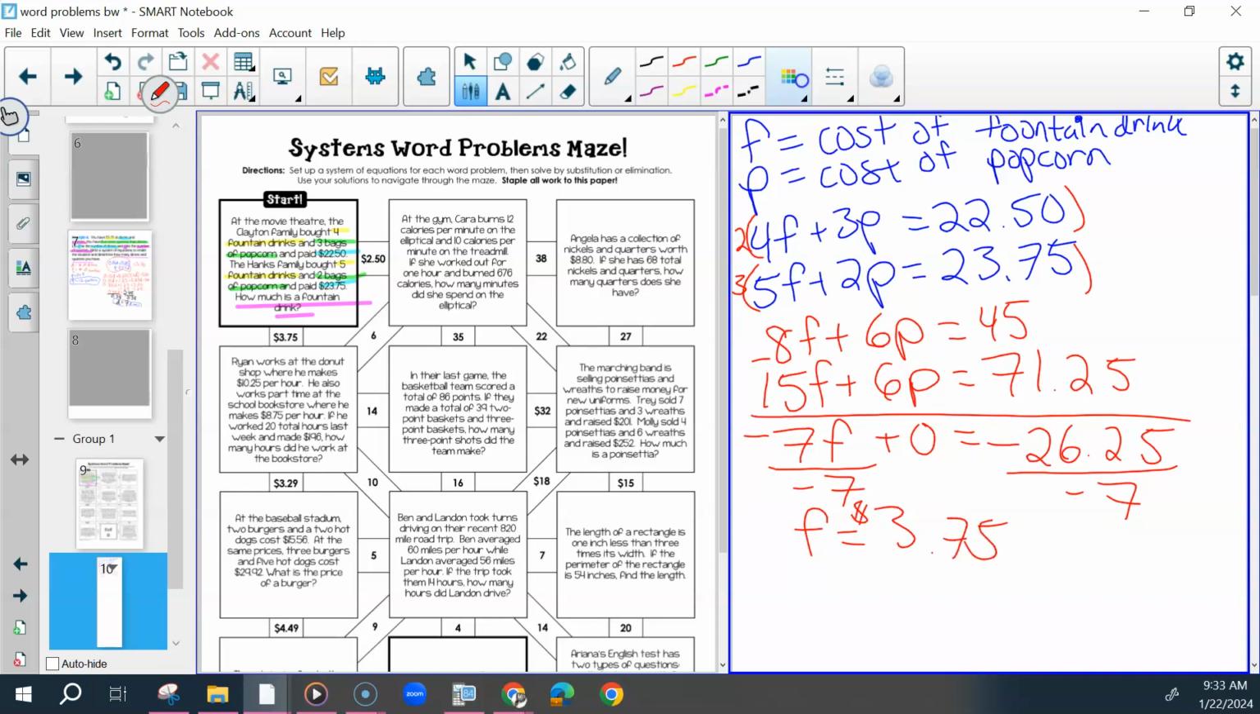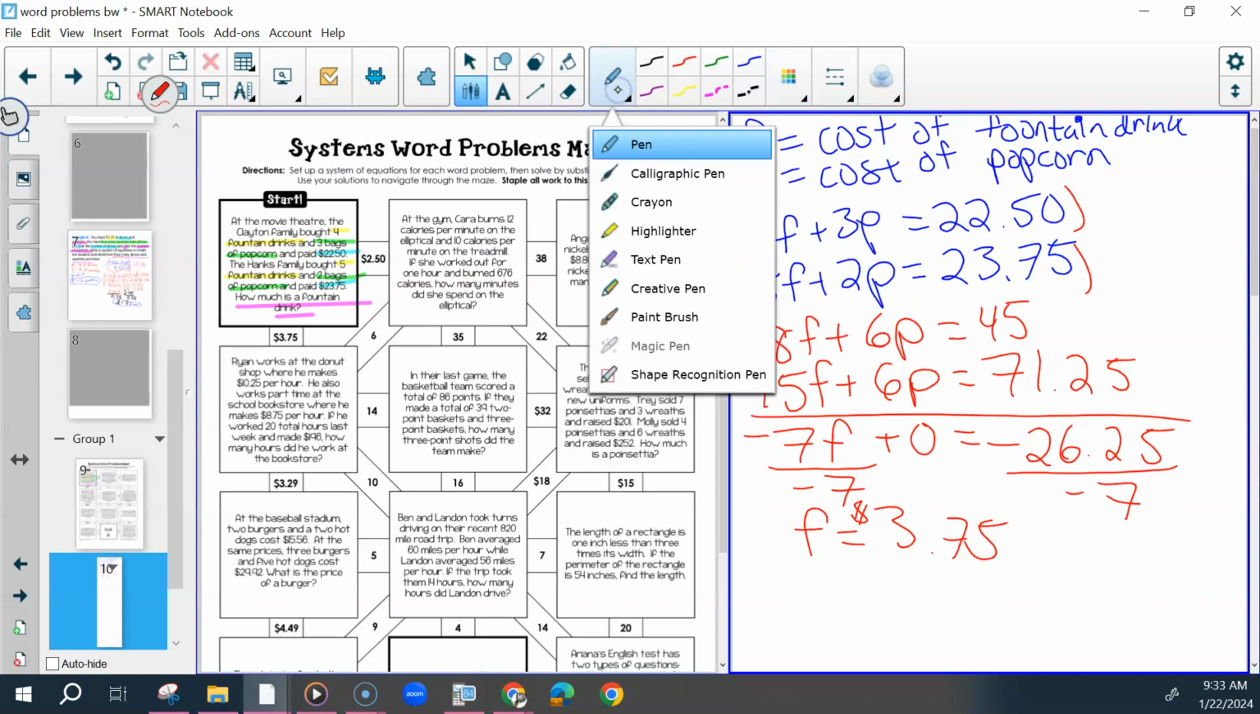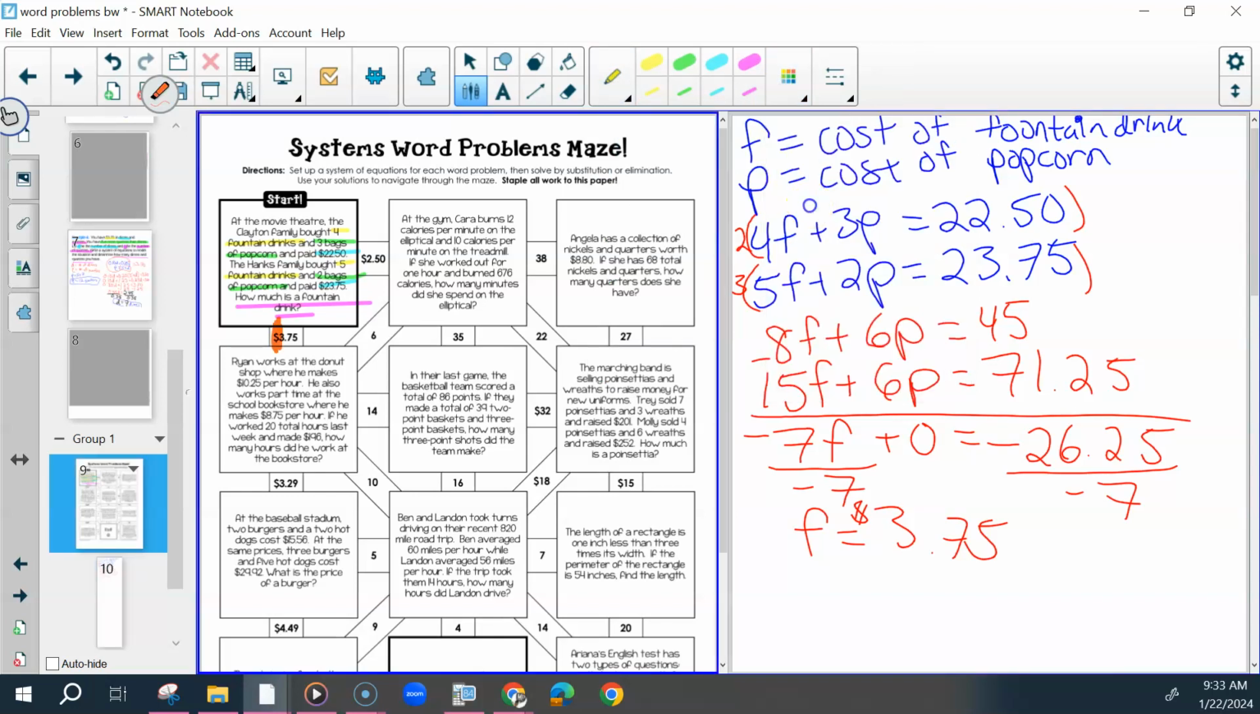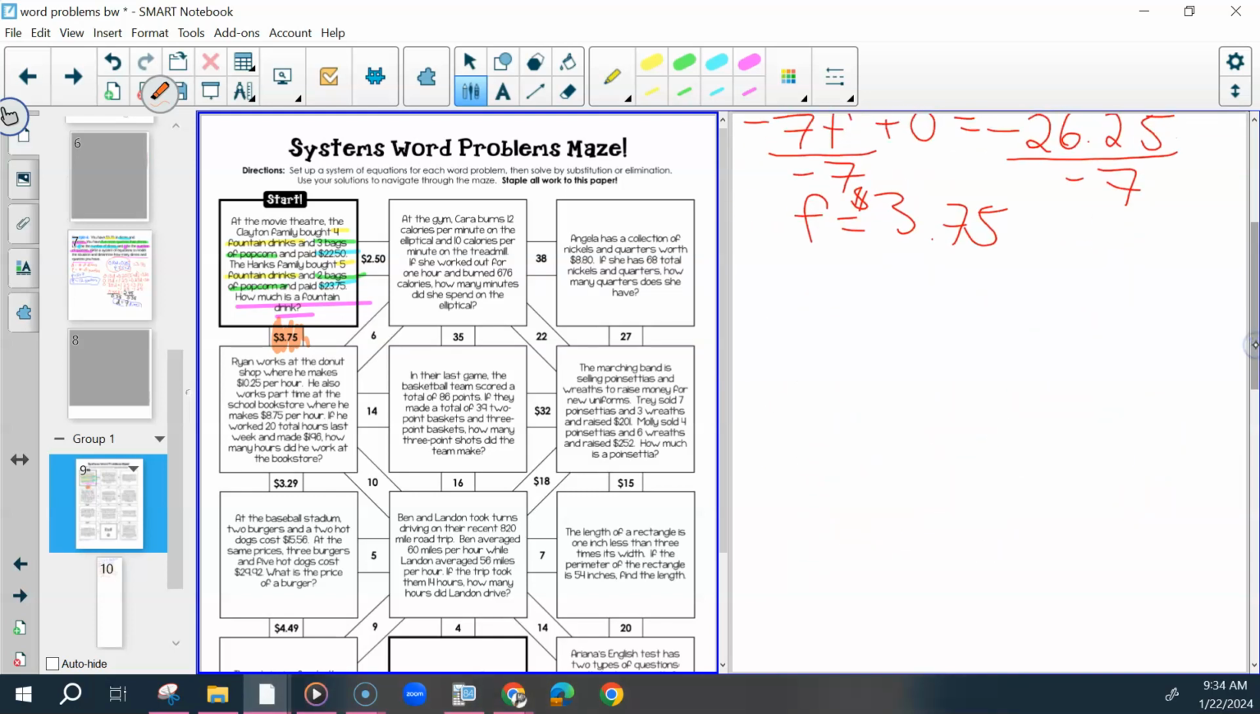$3.75. Because we're doing a maze, we can easily check if that wasn't one of the answers given, meaning something was wrong, but it is. So I'm going to highlight that I'm going in that direction, to show that we're moving on to the box with Ryan. Do you have any questions on that problem before we move on?